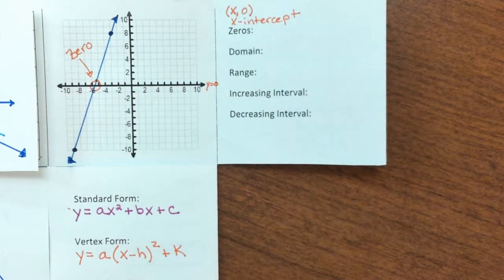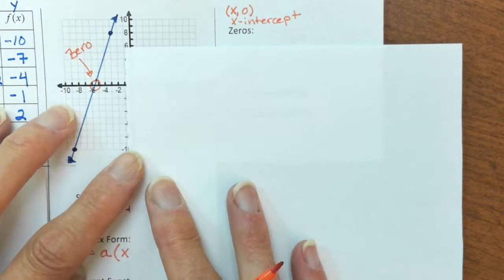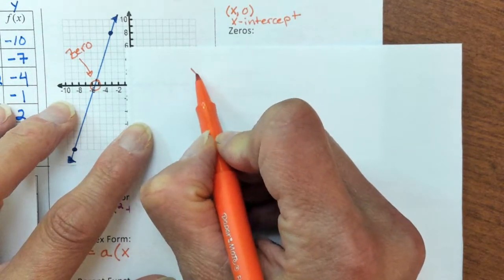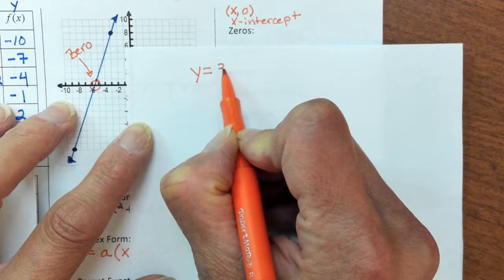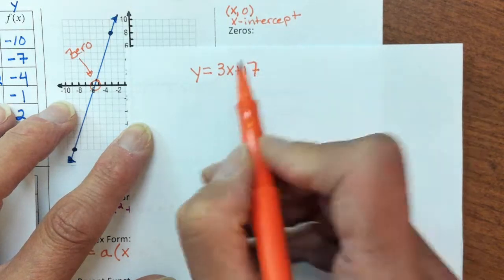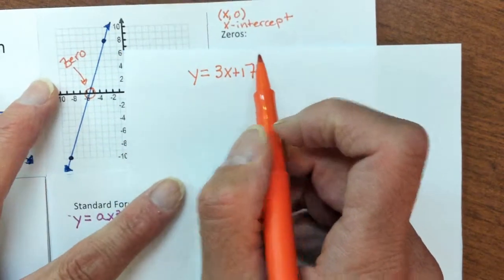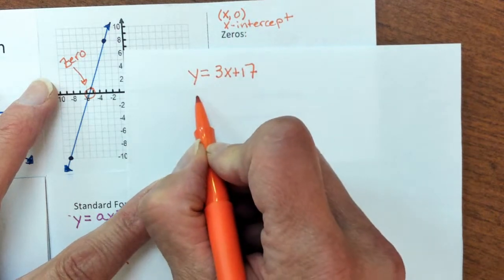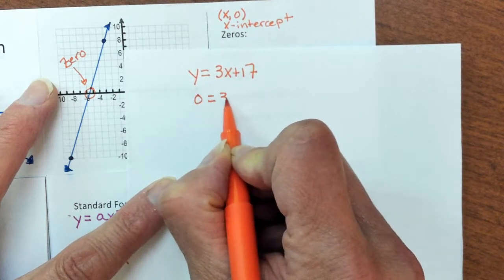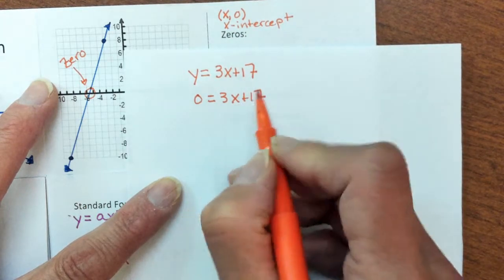And unfortunately, we have to figure this one out because it's not at a nice place and we can't just guess. So for our equation, I'll write down the slope-intercept form for this line, which is y equals 3x plus 17. So we're going to solve for the zero. That's where my y is 0. So that would mean 0 is equal to 3x plus 17. I'm going to solve for x.